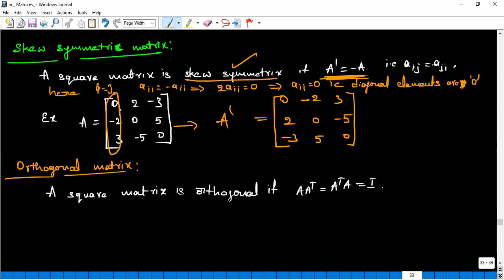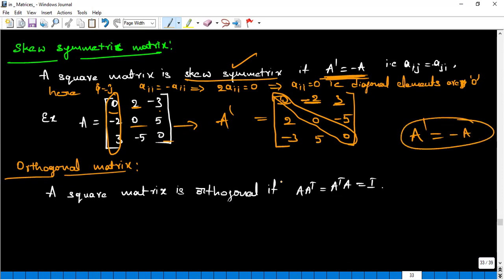Okay, just observe here the first element is same. All these diagonal elements are same. They are 0. Here 2 we have, but here minus 2 we have. Here minus 3 we have, 3 we have. That's why we can tell here A dash as minus A. Okay, this is a skew symmetric matrix.